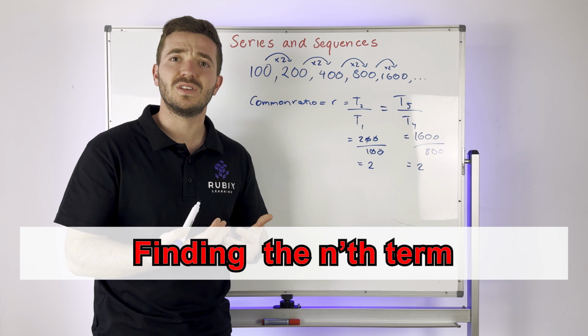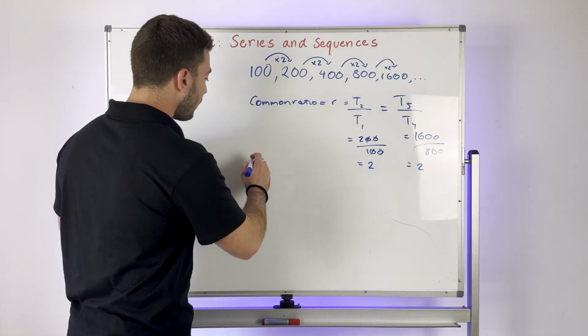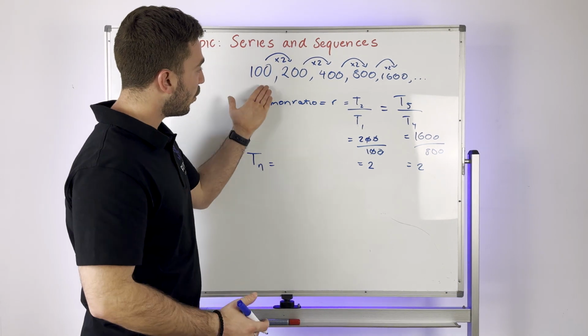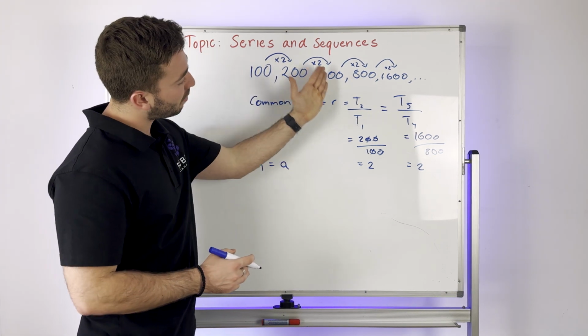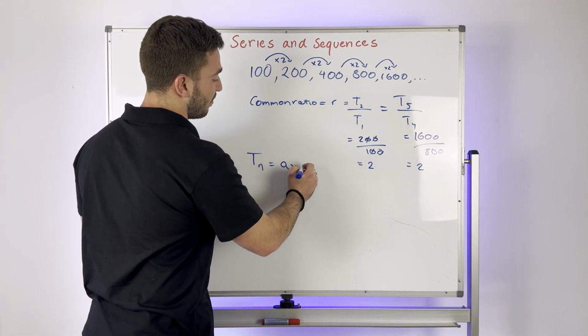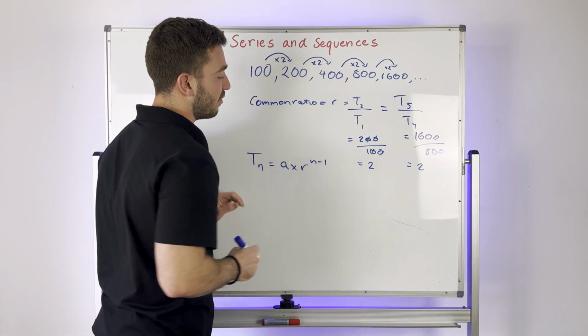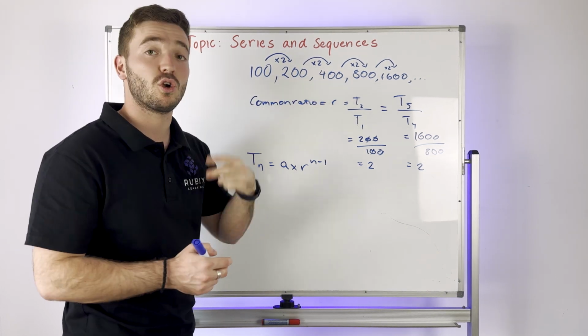So how do we use this to then find any term in a geometric series? So the formula for the nth term is going to equal, well, we're always going to start with our first term. Our first term is a, and then we're multiplying by the ratio every time. So multiplying by the ratio to the power of n minus 1. And that's because if we want the third term, we need to multiply by the ratio twice.